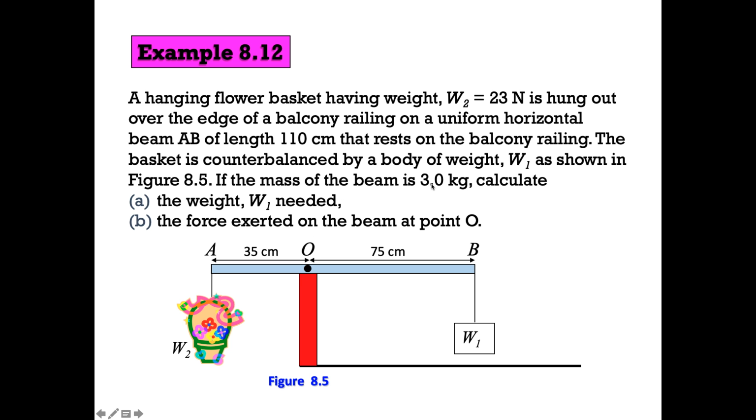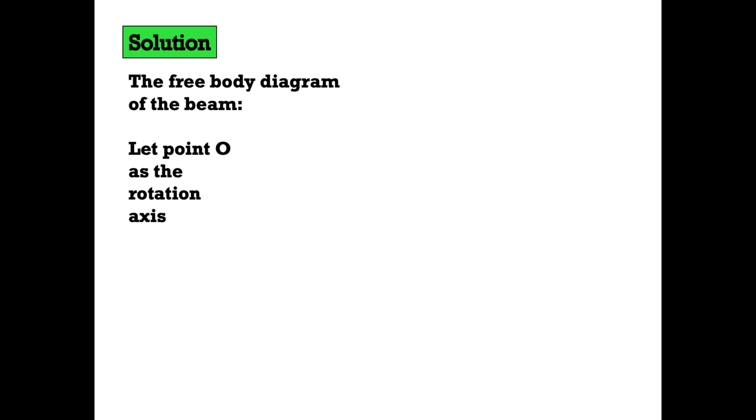The mass of the beam is 3 kilogram. The beam AB has its own weight. The question asks to calculate the weight W1 needed and also the force exerted on the beam at point O. Okay, let's see the solution.